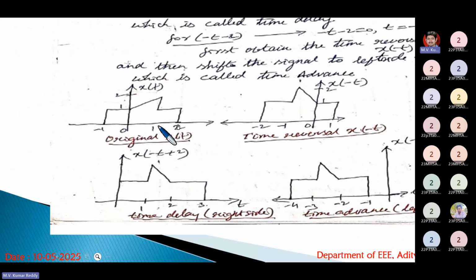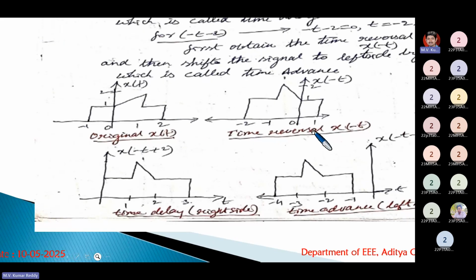In this original signal, minus 1 is shifted to plus 1. Next, plus 1 is shifted to the left side, minus 1. Next, plus 2 is shifted to the left side, minus 2. So this waveform will be like a mirror image. When we put a mirror here, these two images will be the same. So this is called time reversal.